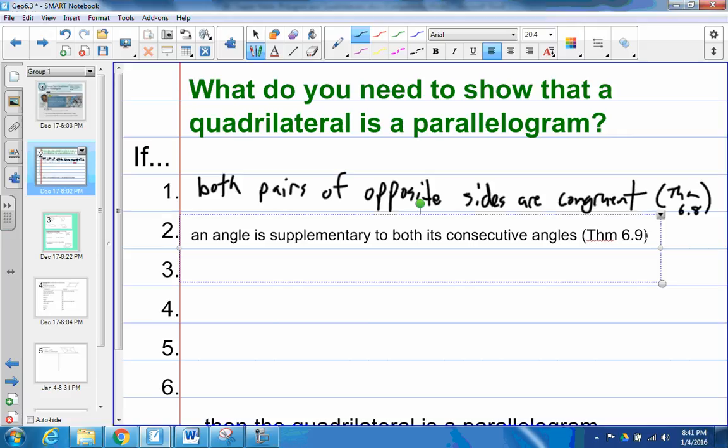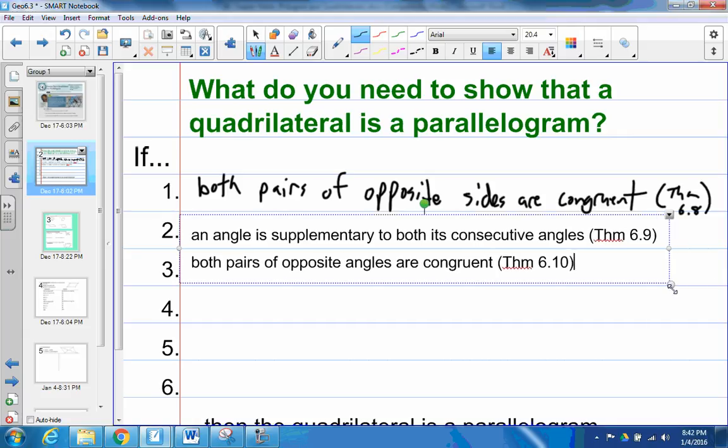This would be Theorem 6.10. If both pairs of opposite angles of a quadrilateral are congruent, then it is a parallelogram. That's Theorem 6.10. Now again, you're saying the converse of the theorems we did last time, where we said if you have a parallelogram, then opposite angles are congruent. This time we're saying if both pairs of opposite angles are congruent, then it is a parallelogram. So we're really doing the converse.